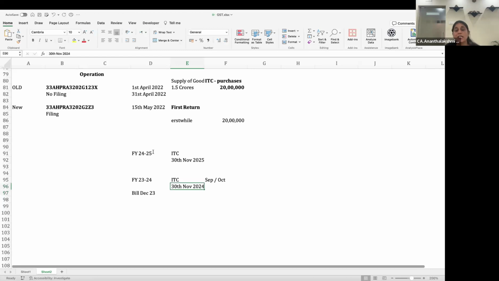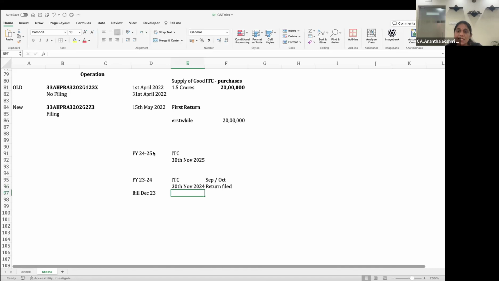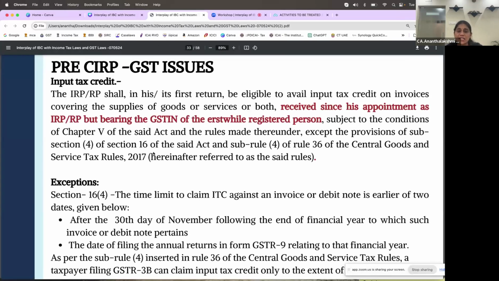It is the return filed, any return it could be, including returns pertaining to earlier months. The return filed before 30th November is the last date. Before that, you can claim the ITC. This is generally applicable. With regard to the first return, this restriction is not there.